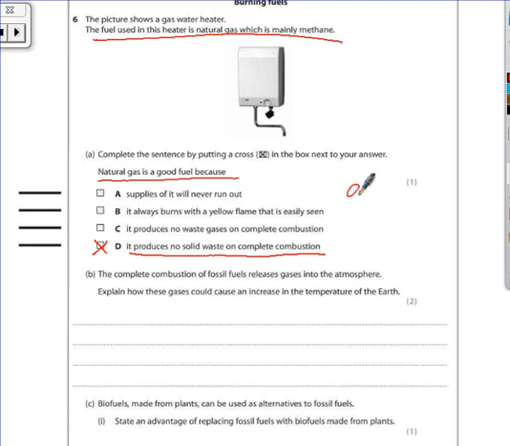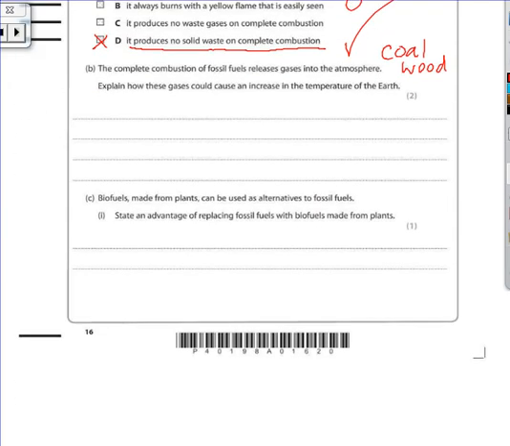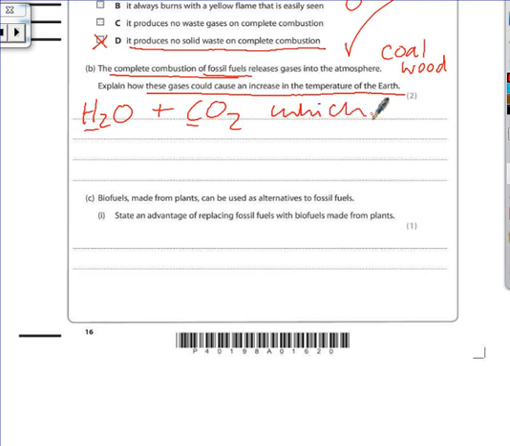Okay, so gas doesn't produce solid waste. Coal, wood and biomass and all that, you get ash left, don't you? That's what it means by solid waste. So there's 1 mark. How these gases could cause an increase in the temperature of the Earth. Okay, complete combustion of fossil fuels. Well, these hydrocarbons are going to release water and carbon dioxide, which when released go up into the atmosphere, and this causes the greenhouse effect, global warming.